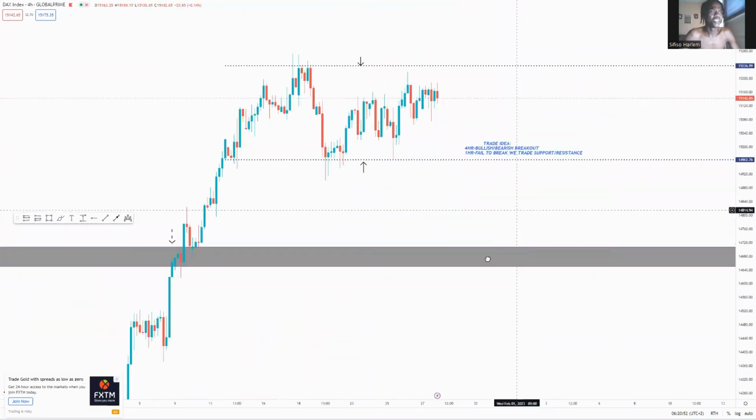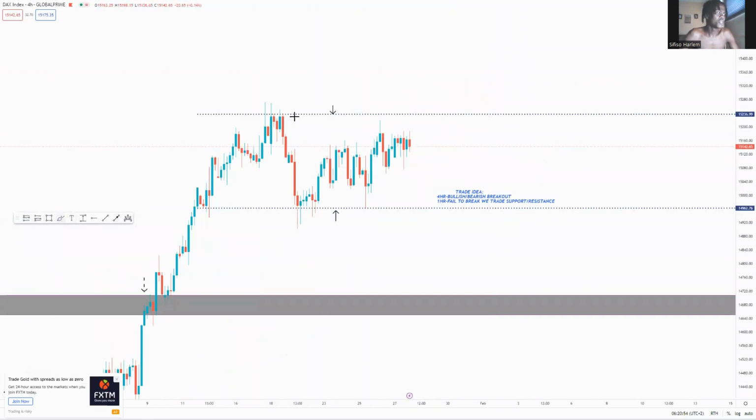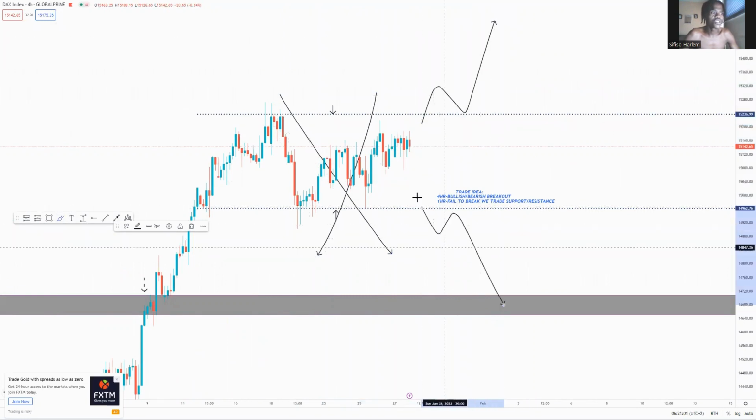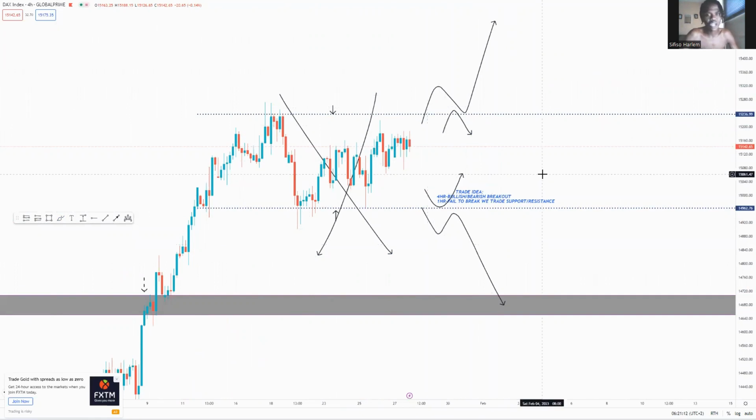Even on German 30, this is what I simply do. Price is moving sideways. I'm simply looking for this, or we trade this or that. You understand me? We're looking for a bullish or bearish breakout, or we trade support and resistance once price fails to break out. I repeat, we're looking for a bullish or bearish breakout to confirm our overall direction. With price failing to break, we trade support and resistance.